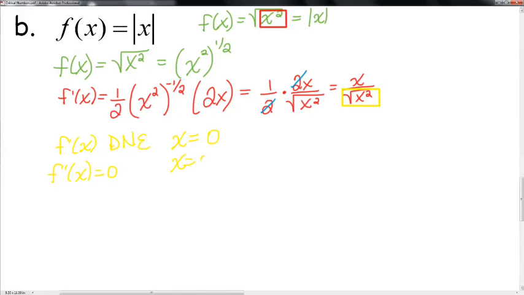And again, if you remember from our graph, it comes down to a point and then comes back up. And anything that comes to a point, you can't take the derivative of.